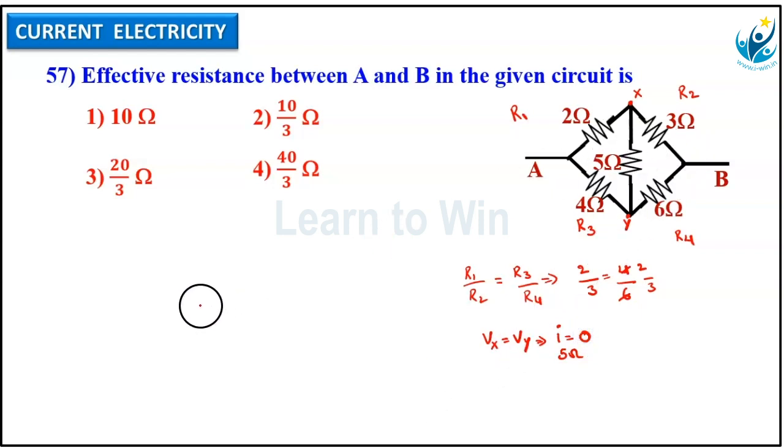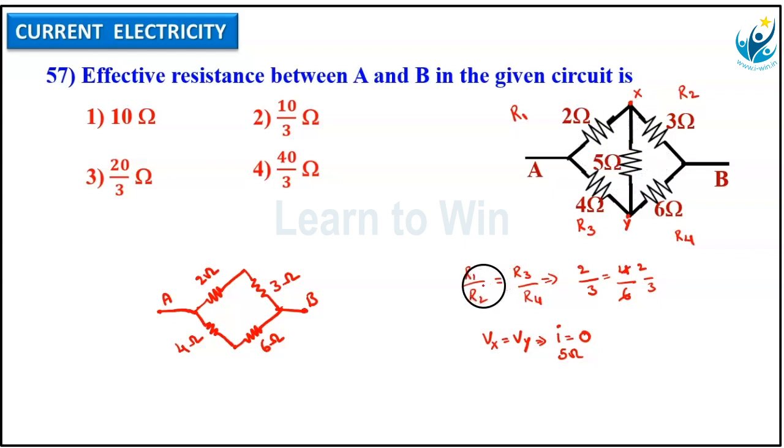Then how this circuit changes? Here this is 2 ohm and this one is 3 ohm. Similarly, here onwards 4 ohm. Here one more is there, that is 6 ohm. This is the B point and this point is A. Here I am neglecting 5 ohm. Why? Because there is no current through this 5 ohm under balancing condition. Under this balancing condition, current through 5 ohm is 0.